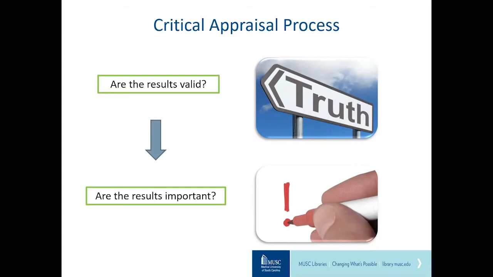The goal of assessing the importance of a research study is to determine whether the study's results showed any important differences between groups or relationships between things, especially if the results are statistically significant.